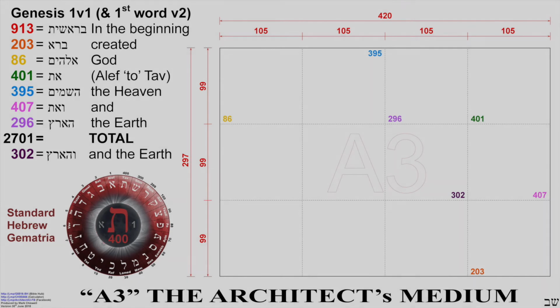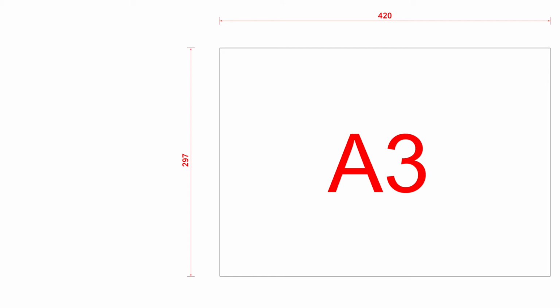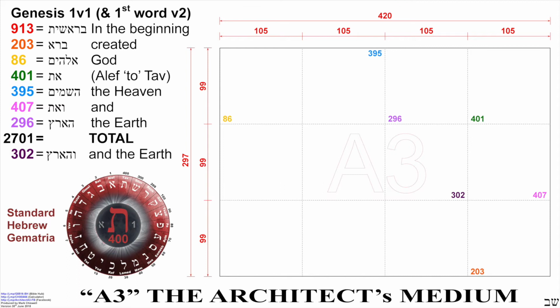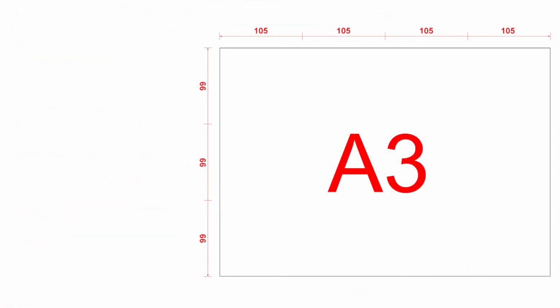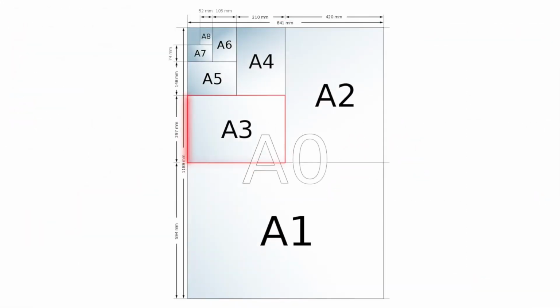A3, the architect's medium. An A3 sheet is 420 by 297 millimeters. The width of the A3 sheet can be divided into 4 segments of 105, and the height of the A3 sheet can be divided into 3 segments of 99. The A3 sheet is twice the size of an A4 sheet and half the size of an A2 sheet.